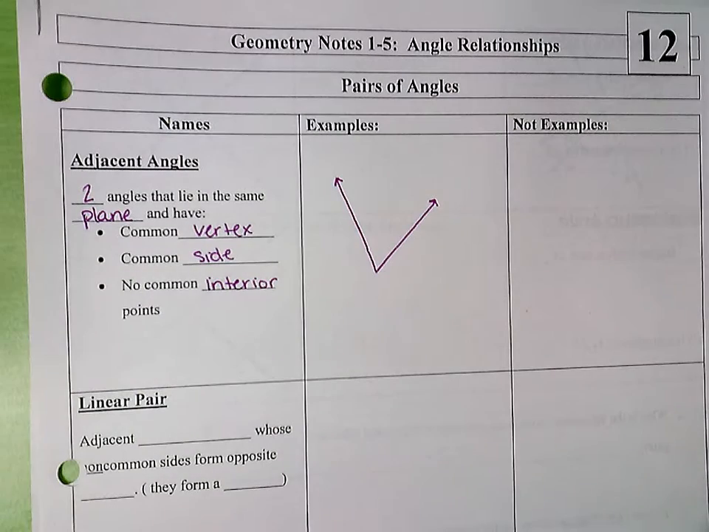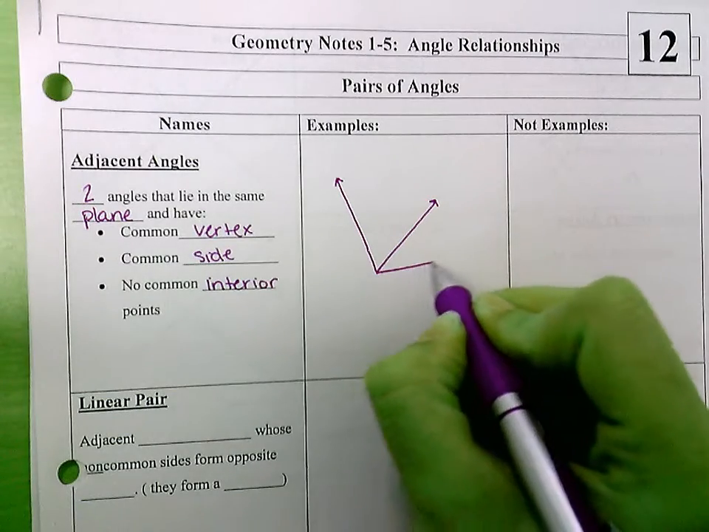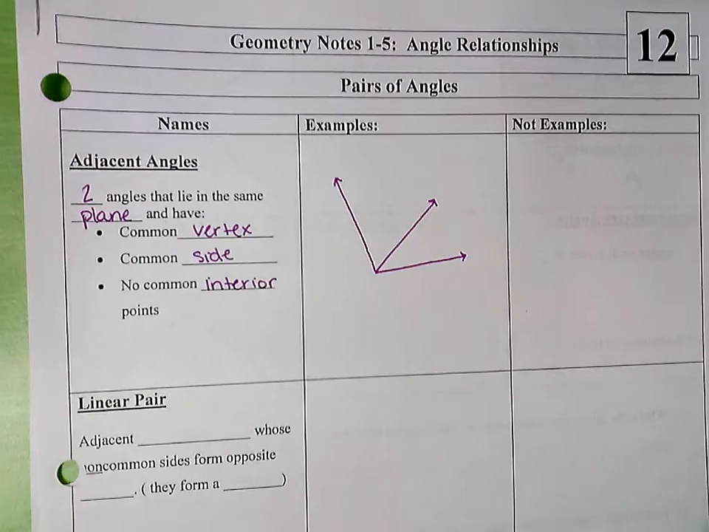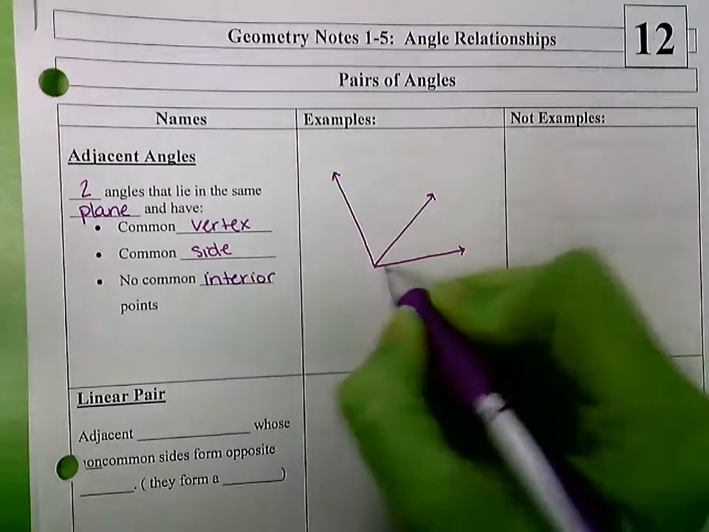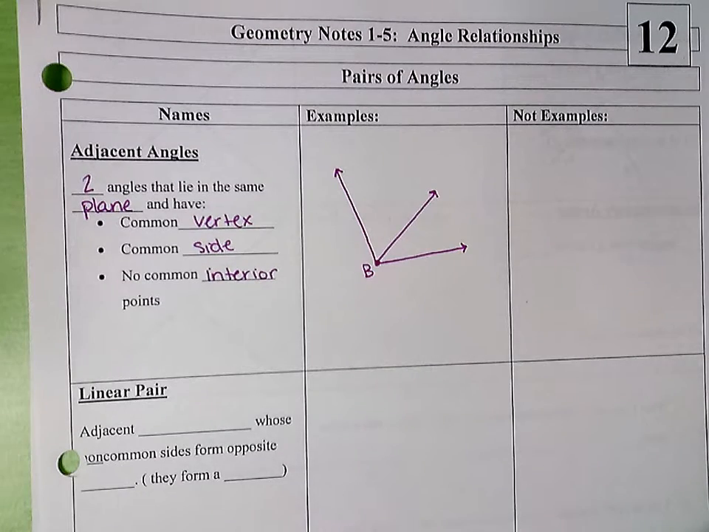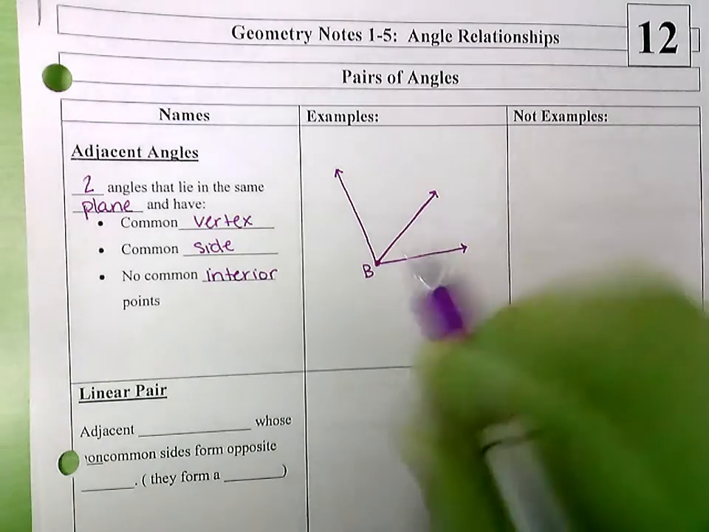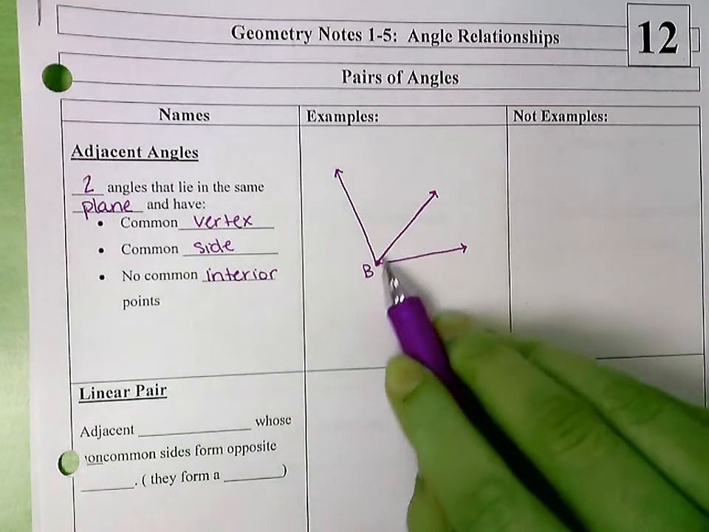Okay, so if I have this angle, an angle adjacent to that would be if I have another ray. So it's sharing that common vertex. I'll just call it vertex B. They share that vertex, and they share one of those rays. They would share this middle ray right here.